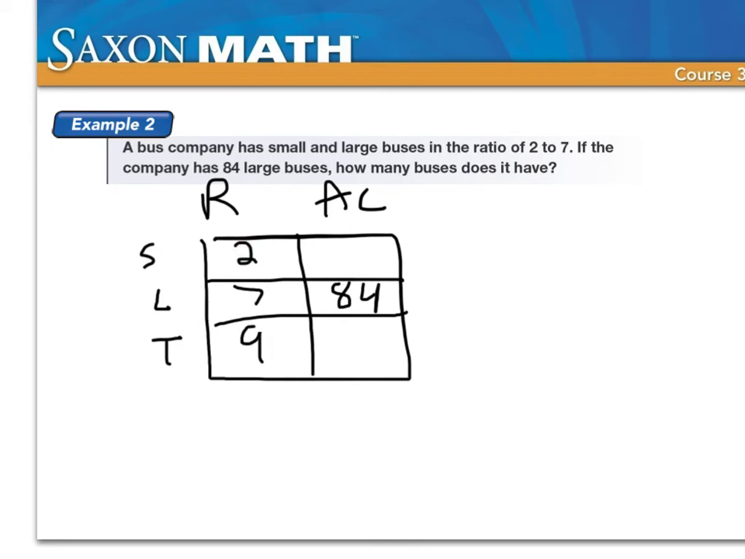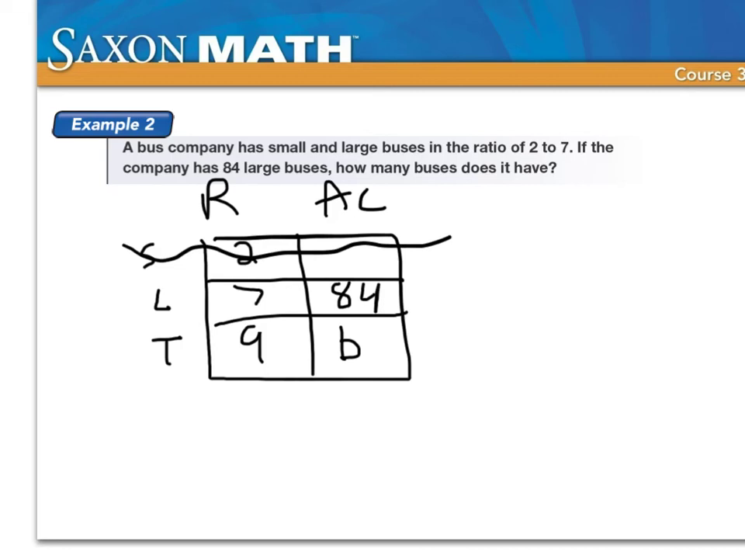Okay? And the question is asking us, how many buses does it have? Okay, now notice that doesn't say how many small buses or how many large buses. It just says how many buses. That means we're trying to find the total number of buses down here. So I'm just going to put a B for the total number of buses. So we're not concerned about the number of small buses. It doesn't ask us for that.